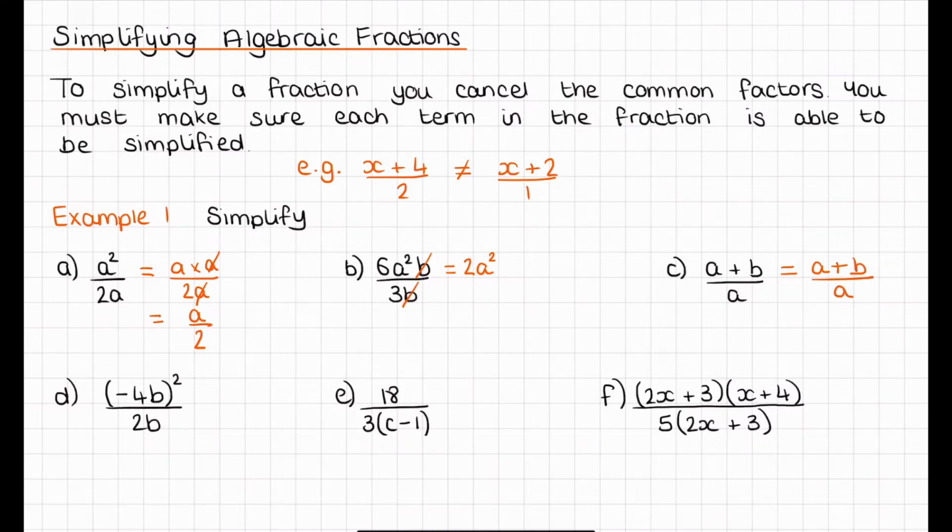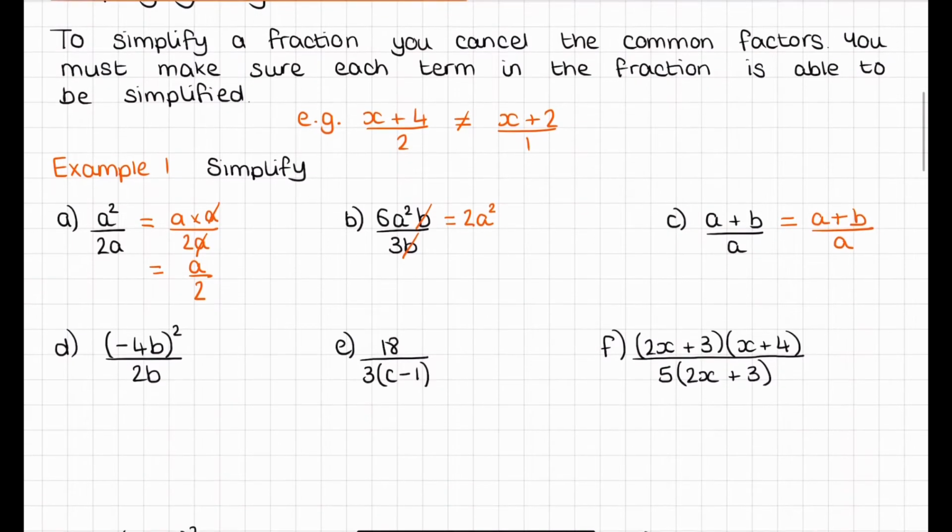Now for part D, minus 4b all squared divided by 2b. Now in this one, the first step will be to expand the bracket. So minus 4 squared is 16, and then we'll have b squared all divided by 2b. Now we'll see here that 2b is common in the top and the bottom, so 16 divided by 2 is 8. b squared divided by b will leave us with 1b. And that's the idea with all of these, it's just different situations that you'll see.